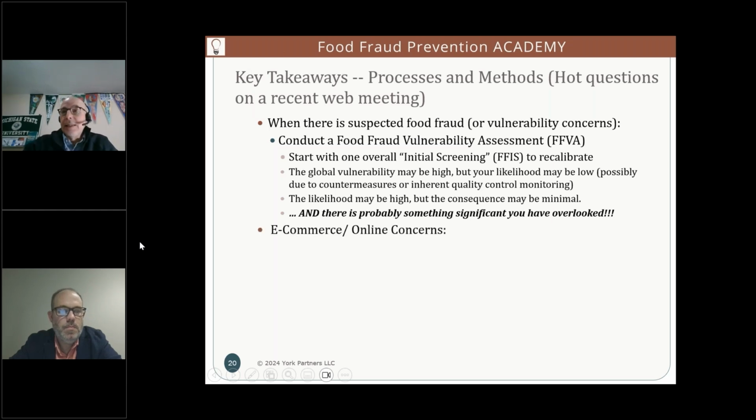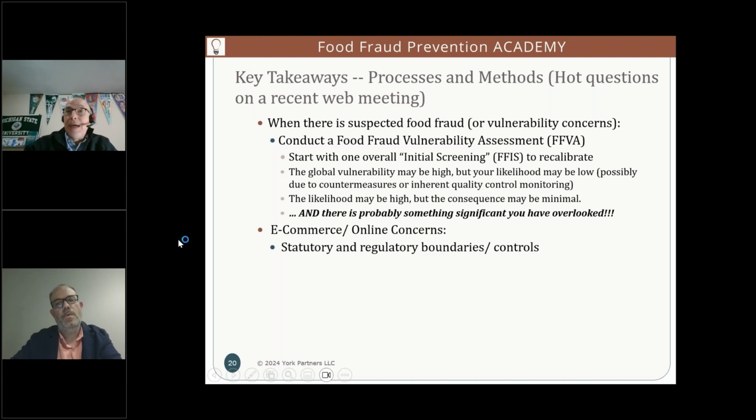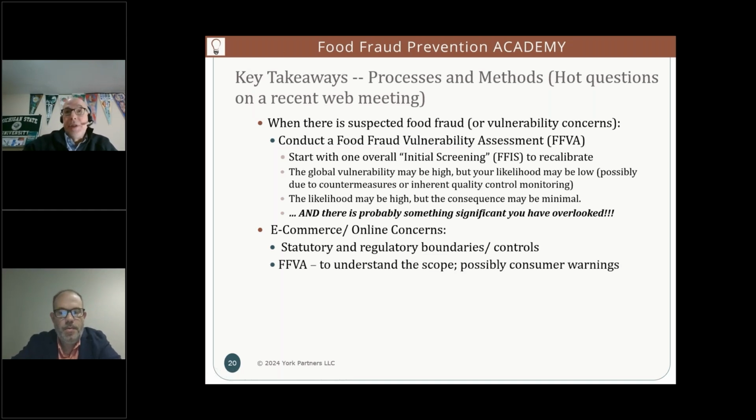Then e-commerce and online concerns. Be aware of that. This whole idea of omni-channel, where consumers are ordering product from anywhere, shipped anywhere by any way. There's a lot of fuzziness of statutory and regulatory boundaries or controls. So that's product that may be outside your control. Whether that product sits outside of refrigeration for a day as it's being delivered, you never know. Do a food fraud vulnerability assessment to look at the scope of your problem. Again, if you do this initial screening, you can do that pretty quickly at the start.